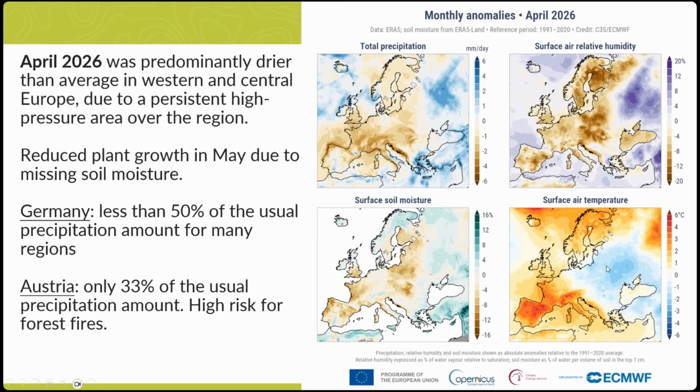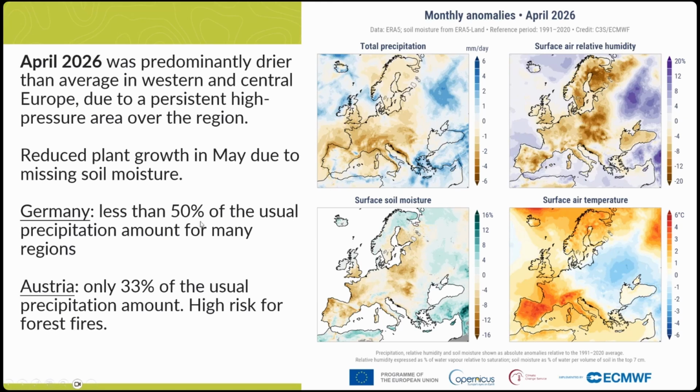The surface air temperature, and here again, you see the dipole that is produced by this omega situation. We have the warm air advection over Western Europe, and the cold air advection caused by this omega blocking over the eastern parts of Europe. And soil moisture, of course, which is really relevant for agriculture, shows a minimum over most parts of Europe.